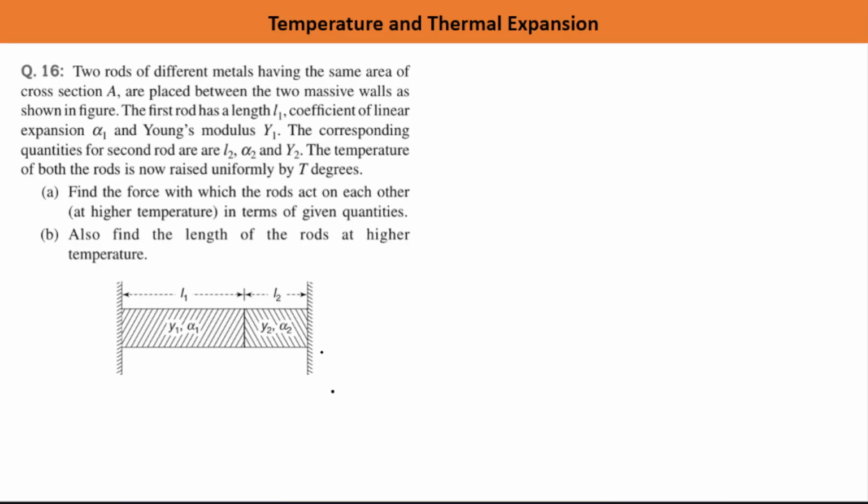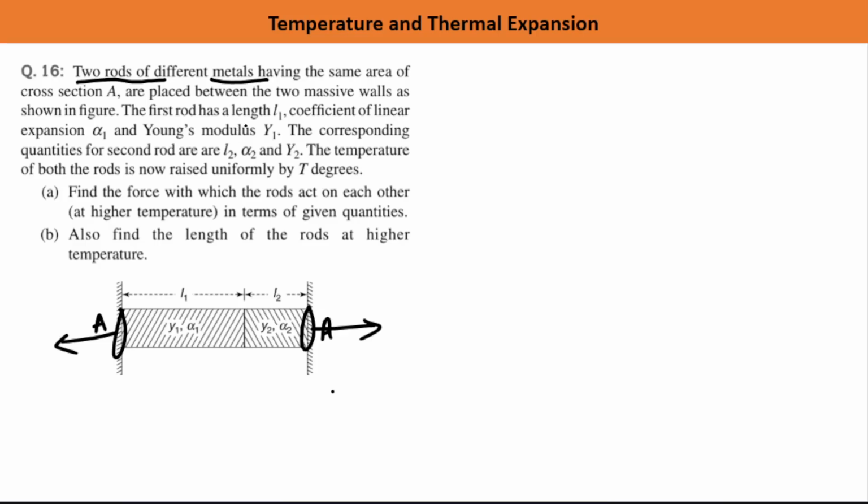देखो क्वेश्चन में क्या क्या रहा है पहले ये समझने की कोशिश करते हैं. So there are two rods basically of different metals having same area of cross section. So cross section area is same. Let us say this is A. This one is also A. At each point it is A. And then they are placed between two massive walls. So they are limited. I mean they are not allowed to go beyond this one. This is not allowed to go beyond this क्योंकि wall के बीच में रखा हुआ है.